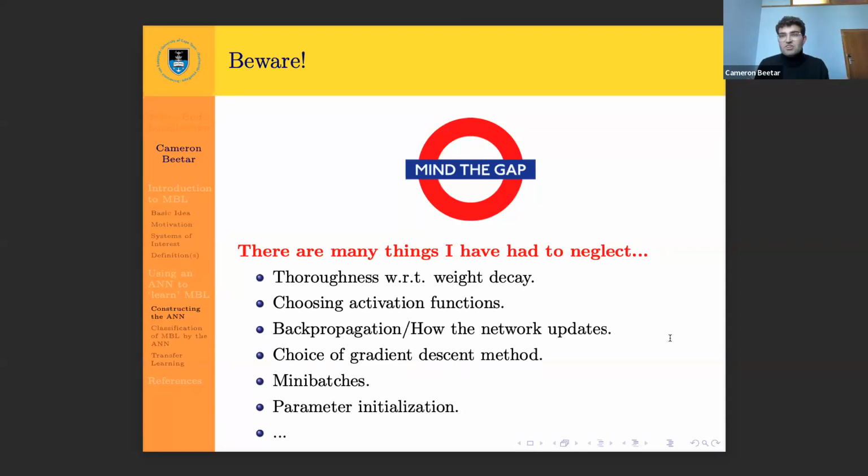Okay, and this is just a note. In talking about the network, there are a whole bunch of things I just had to completely neglect because there just isn't time to talk about them all. So I sort of loosely introduced weight decay in that last slide. I haven't spoken about how to choose activation functions. I haven't spoken about backpropagation or how the network is updated during training. I haven't spoken about how you choose a gradient descent method. I haven't spoken about mini batches, which is a way of batching your training samples. I haven't spoken about how to initialize the weights of the network because you can't start them with all zeros. I mean, you can, but that would be a poor choice. And probably some other things too.